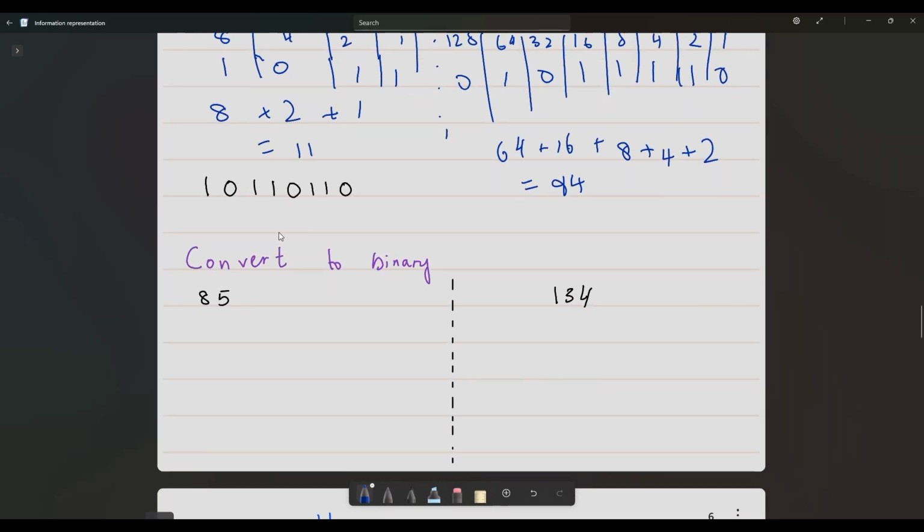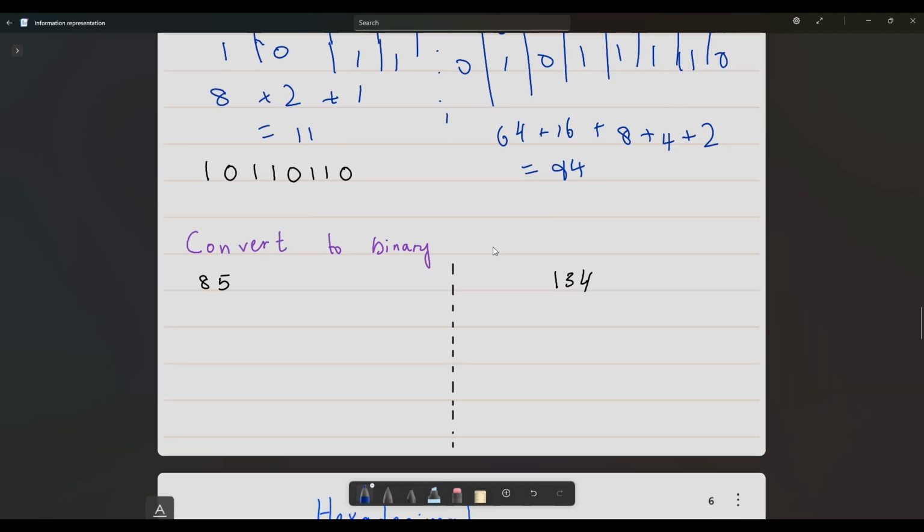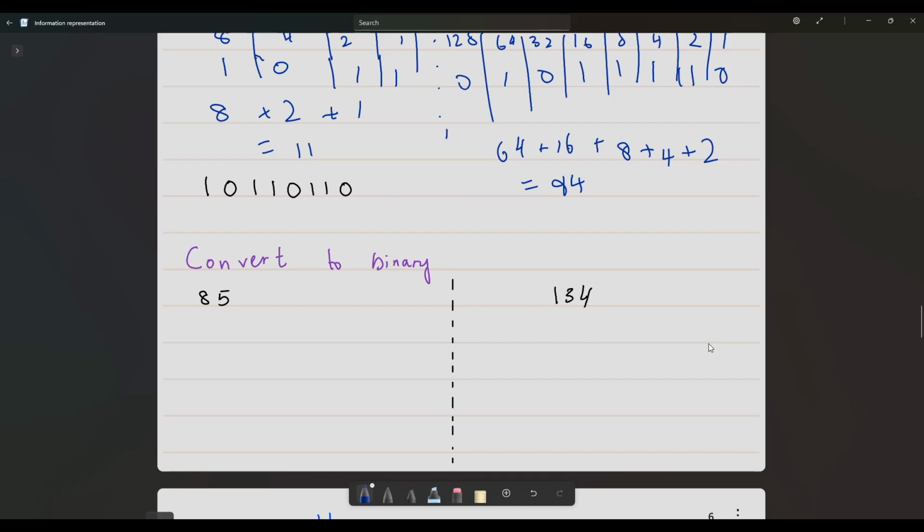Okay, so this question is for you. I will show you the answer at the end of the lesson, so I'll leave this question to be solved by you. Okay, so now we're going to move on to converting from binary to denary.